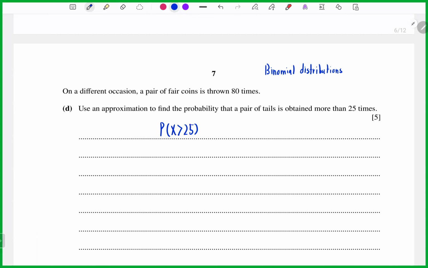But why do we need to use the approximation? This is because you see the sample is too large. Sample too large. So we need to do the approximation here. Now, how do we do the approximation? Let's think.